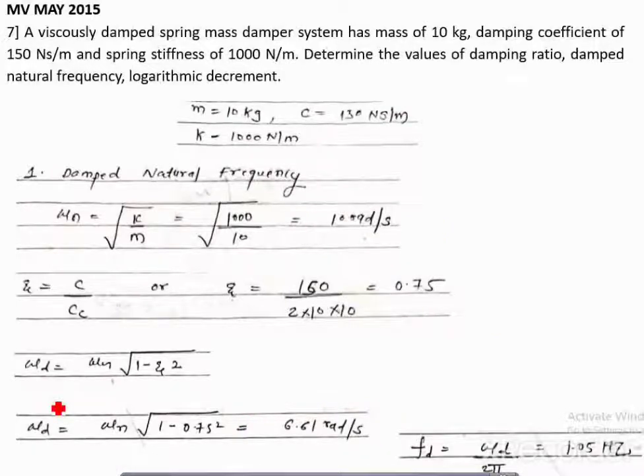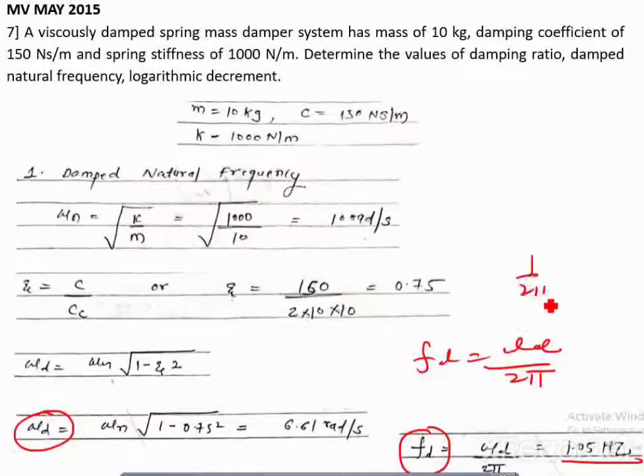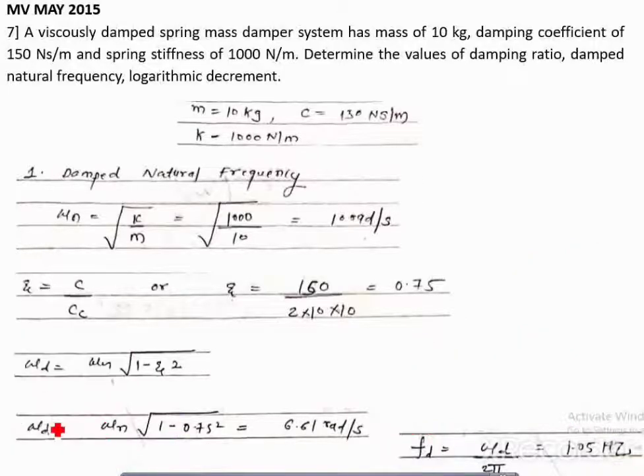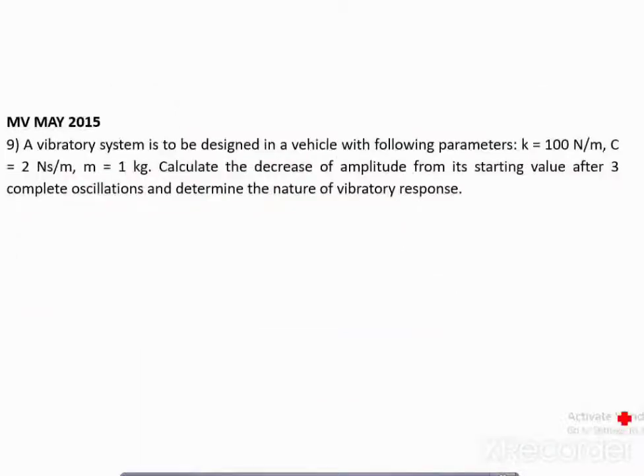Now this omega d answer is also correct. You can convert this fd into hertz. How will you convert? You know that fd is equal to omega d upon 2 pi, that is 1 upon 2 pi into omega d. So you will get the answer in hertz also. If you keep this answer in radian per second, that is also correct. You can also find it in hertz.